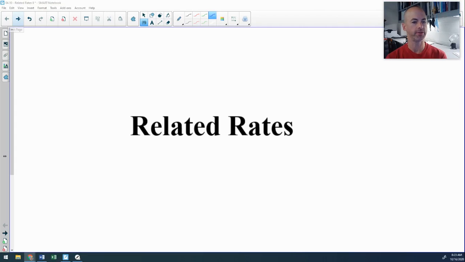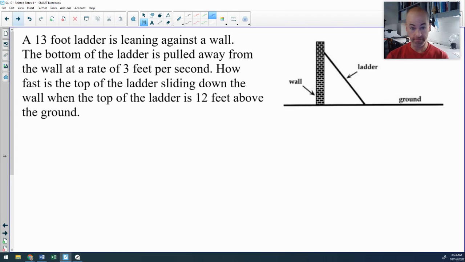I'm going to look at two related rates problems here. The first is a very typical traditional calculus question where the situation is we have a 13-foot long ladder leaning against a wall. The bottom of the ladder is being pulled away from the wall at 3 feet per second. And the question is, how fast is the top going to slide down the wall when it is 12 feet above the ground?